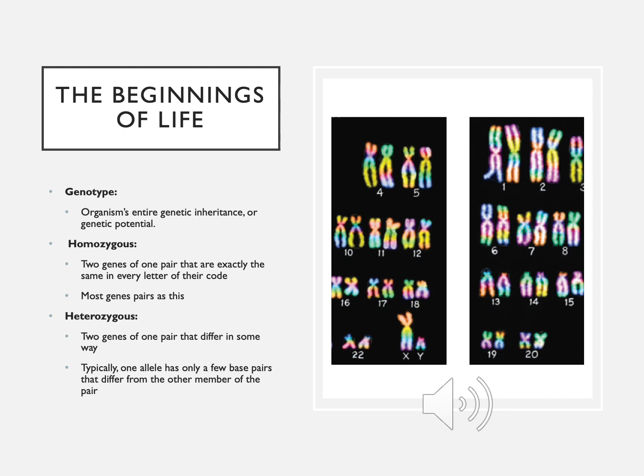We have homozygous and heterozygous genes. Homozygous basically indicates two genes in a pair that are exactly the same in their code, and most genes are paired like this. Sometimes we have heterozygous genes, which is when two genes of one pair differ in some way. Typically this is when we have an allele that has a different base pair than another member of the group.